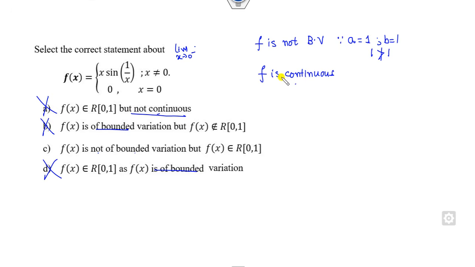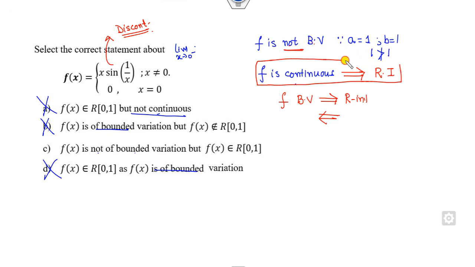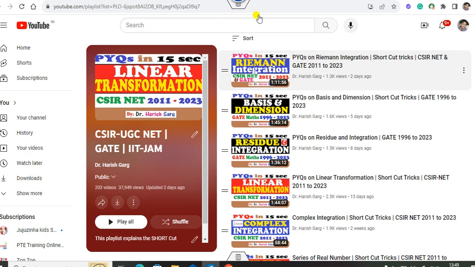Now how can you prove that it's Riemann integrable? Remember, one result is that if f is of bounded variation, this implies f is Riemann integrable, but the converse need not be true. How can you prove that? Look at that: how many points of discontinuity are there? The function is always continuous. So if the function is continuous, it implies the function is Riemann integrable. I already told you that in my previous lecture on Riemann integration.